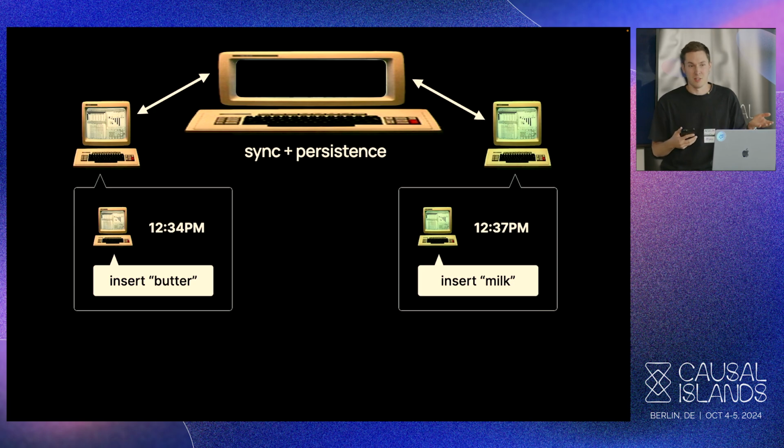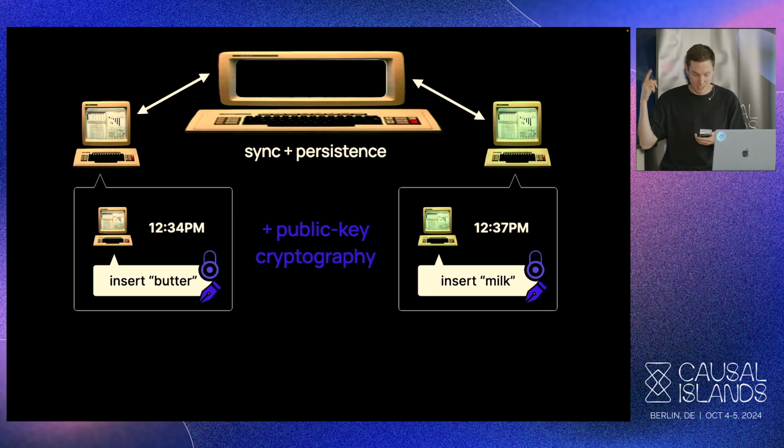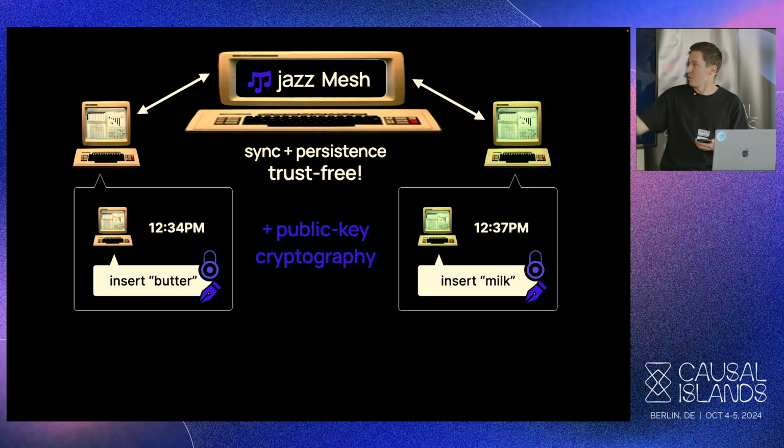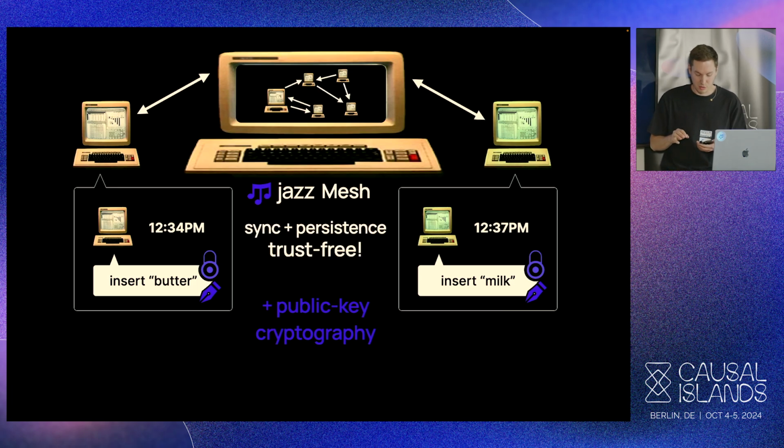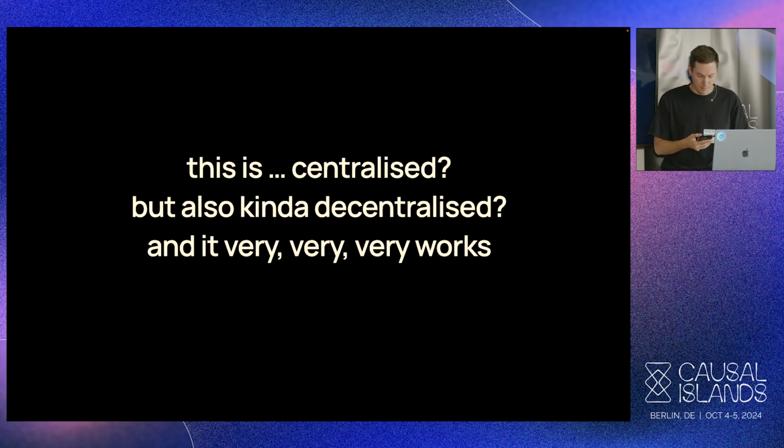Which again, centralization, we don't like that here, but because of the public key cryptography, we can benefit from the economies of scale that you get from centralizing stuff without having to trust that central machine. And that's the service I'm calling Jazz Mesh. Why is it called Mesh? Well, because internally it is, of course, also a distributed system. And this is centralized, but also kind of decentralized, and it very, very, very works.